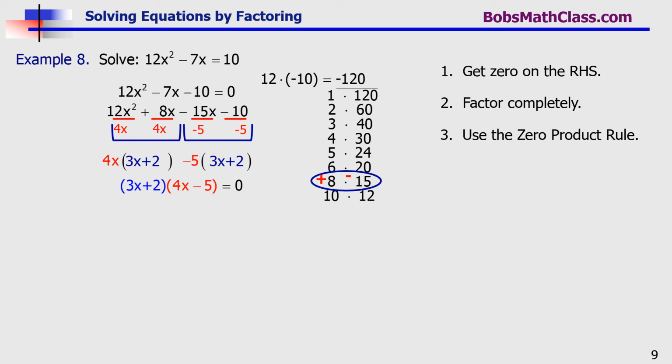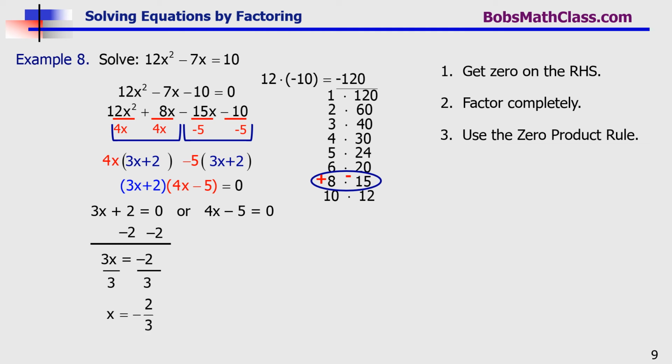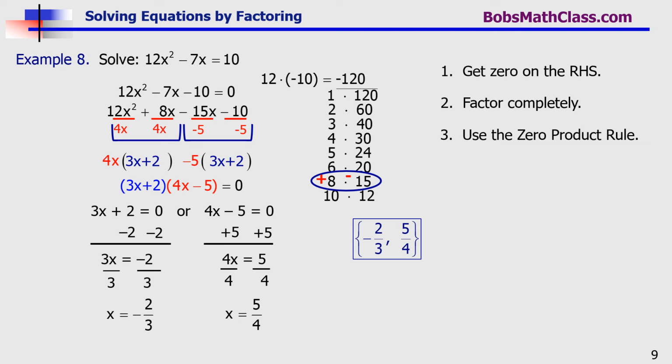Now we can use our zero product rule. Set each factor equal to 0 and solve. So the first solution is negative 2/3. And the second solution is 5/4.